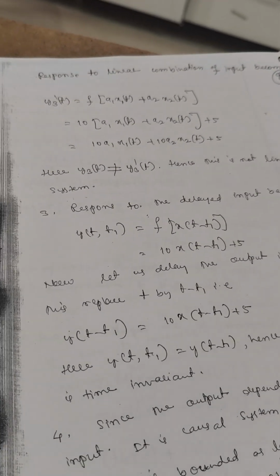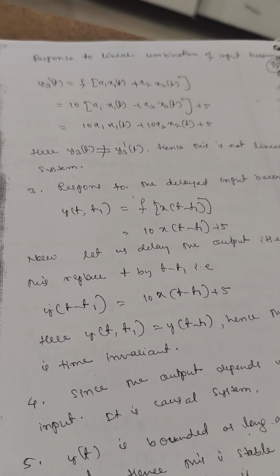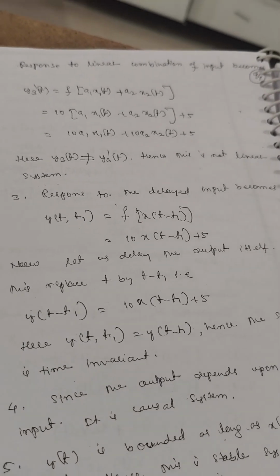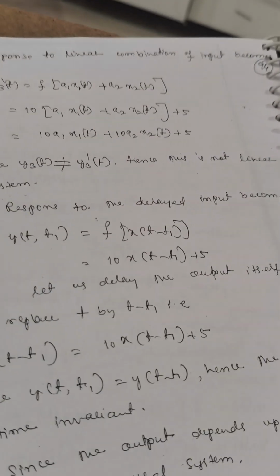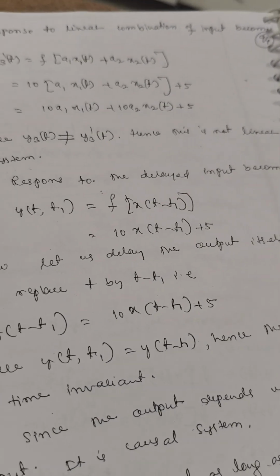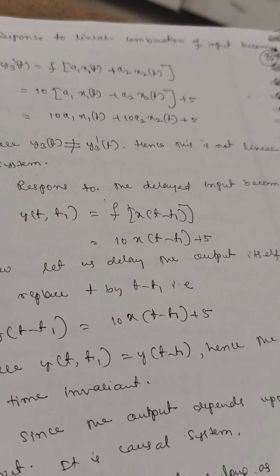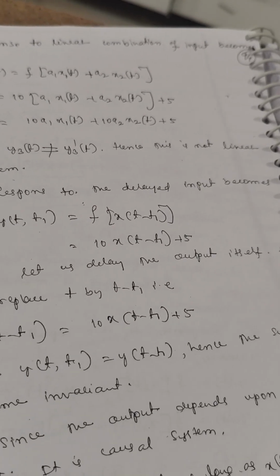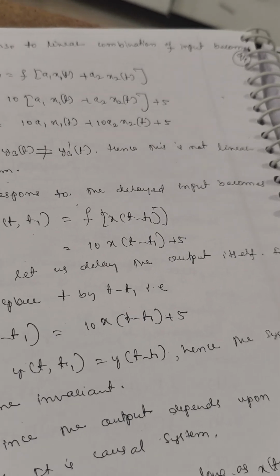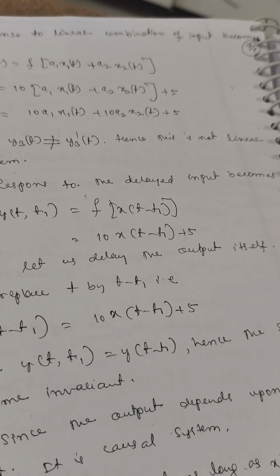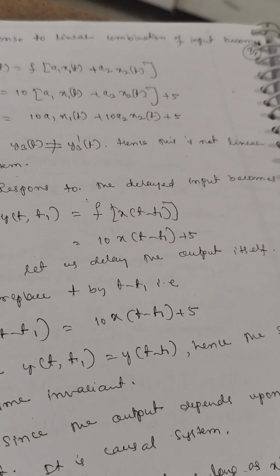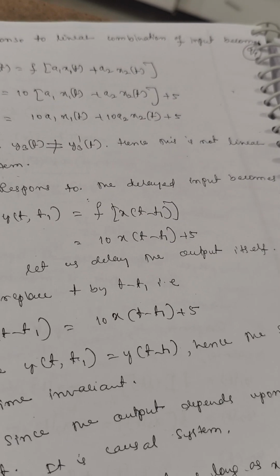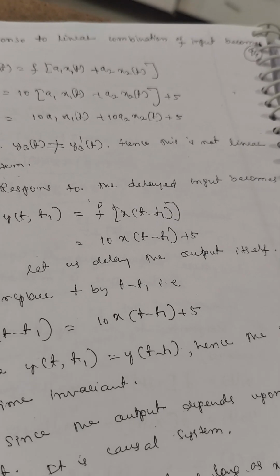Okay, next, we will find out whether the system is causal or time invariant or not. The response to the delayed input becomes y(t, t1) = f of x(t minus t1). Therefore, instead of x of t we write x of t minus t1, and the rest of the thing as it is: 10x(t minus t1) plus 5.